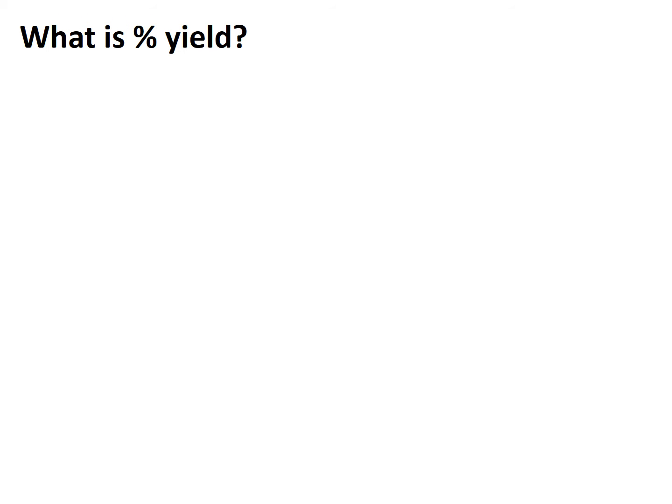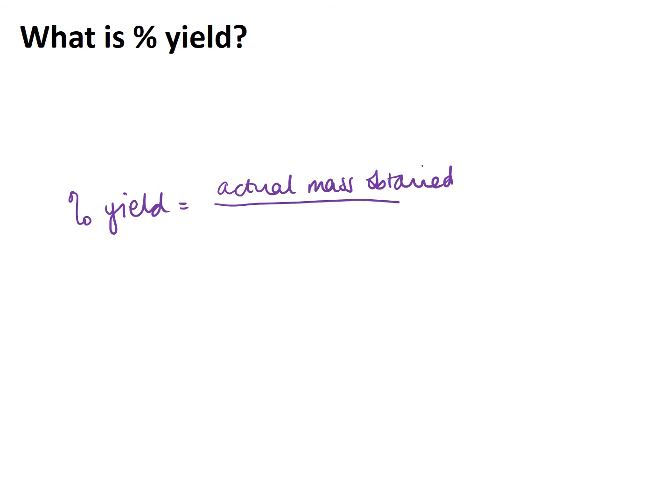So we use percentage yield as a measure of how much of a substance in grams is actually obtained in comparison with the maximum possible mass. Percentage yield, therefore, can be defined as follows. Percentage yield equals the actual mass obtained divided through by the theoretical maximum mass, and then to turn that fraction into a percentage, multiplied by 100.